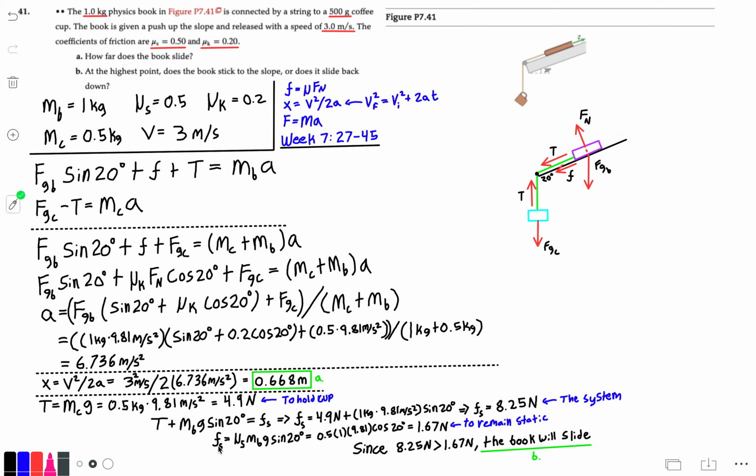And then next, we're tasked with using the static friction here, so we're going to be talking the coefficient of static friction, and we're going to need to figure out what force is required for the book to remain static. And so from here, we can relate the two forces from the system and the book remaining static. And since the force of the system is so much greater than the static force, the book is going to end up sliding back down the ramp.